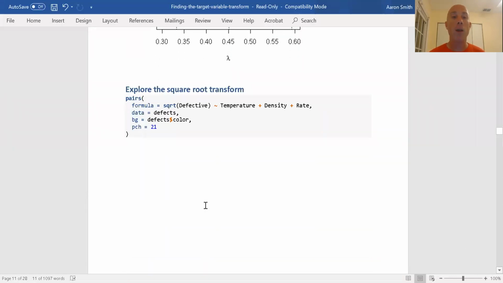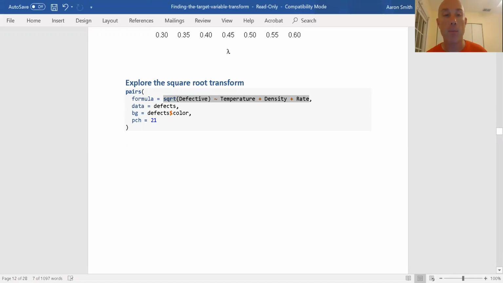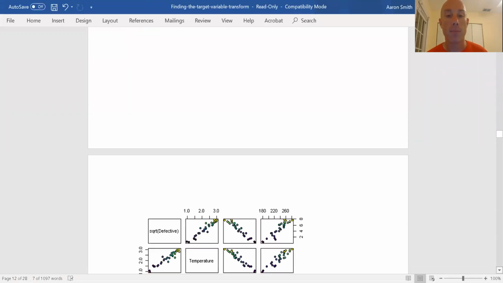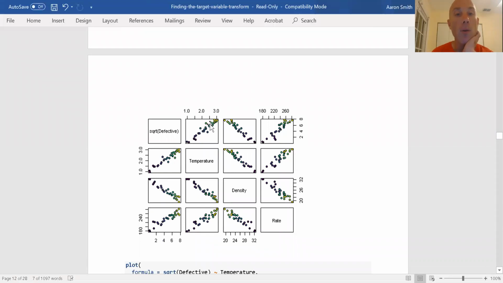All right, so now I'm going to explore the square root transform model. I'm going to take the square root of defective, and I'm going to model it with the predictor variables like I had previously. Now look here. Does that look straighter than it did before? Yes, it does. I've got these points sticking down, kind of peculiar, but we really weren't feeling it for rate anyway. So overall, I'm feeling like this is a better model.